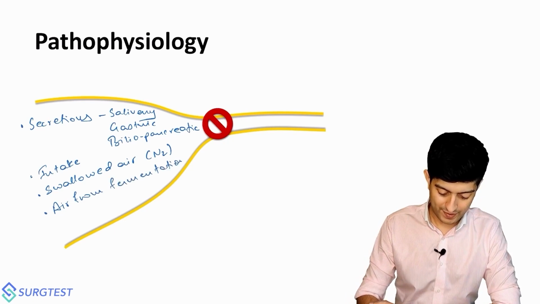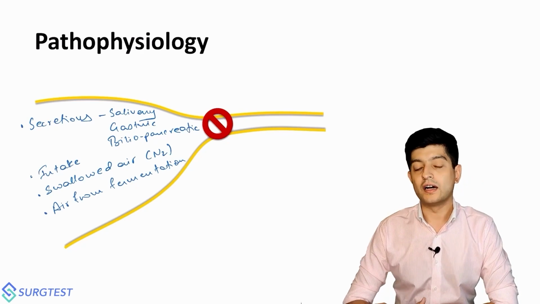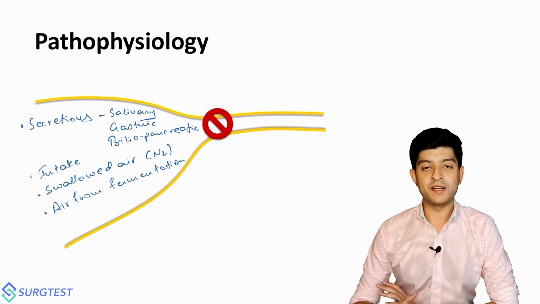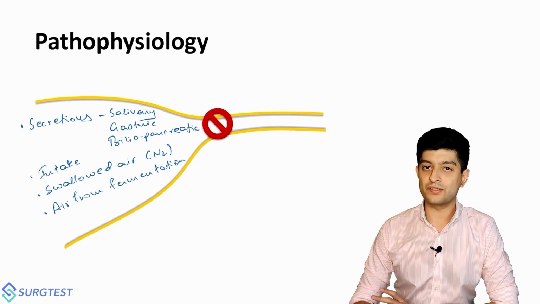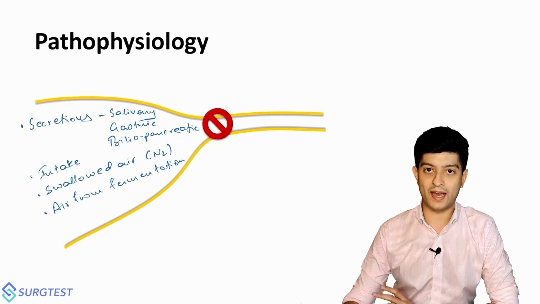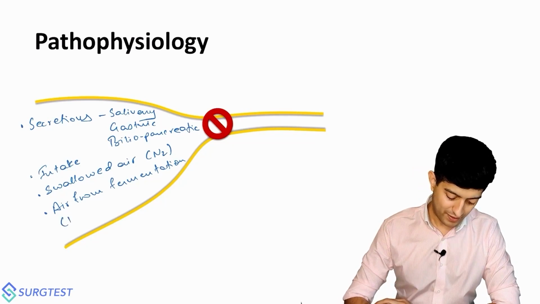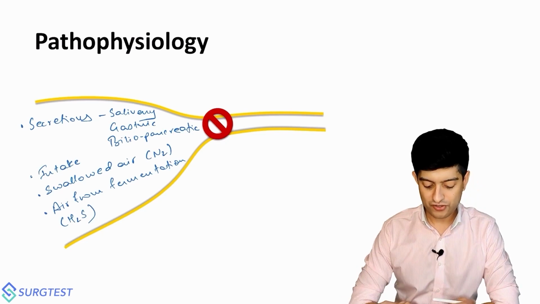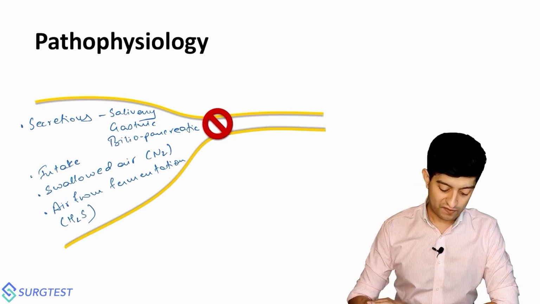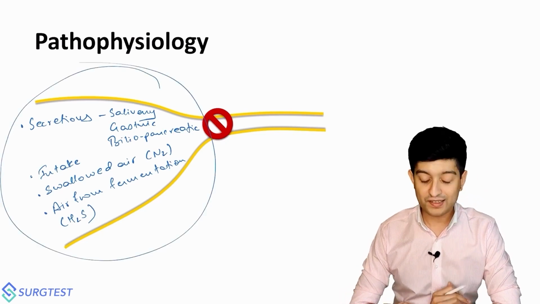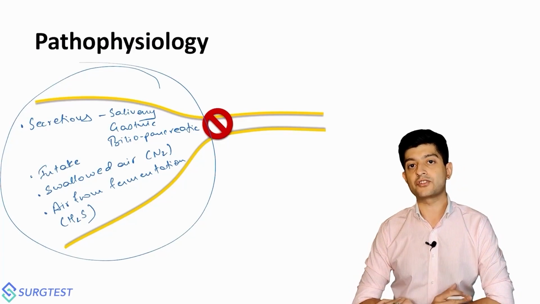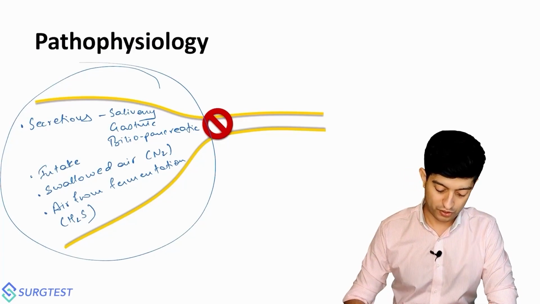All of the bacteria within the proximal bowel will end up fermenting whatever is within, either secretions or food, and they'll end up creating a lot of gas. Which gas is it mainly? It's hydrogen sulfide. All of these end up causing significant proximal distension of the bowel before the obstruction.